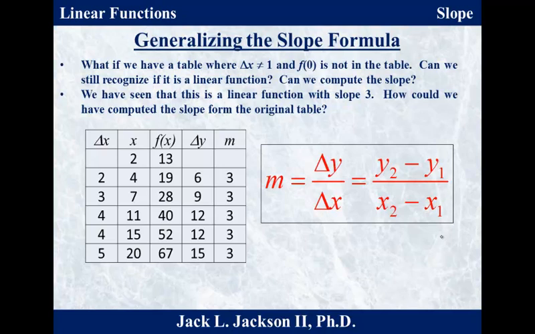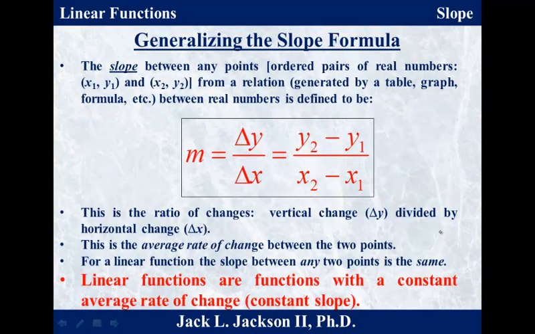If that's the same every time, which it actually is here, right? 6 divided by 2 is 3. 9 divided by 3 is 3. 12 divided by 4 is 3. Another 12 divided by 4 is 3. 15 divided by 5, again, 3. 3 every time. So the fact that all those were the same, that makes it linear. So the slope being the same makes it a linear function.